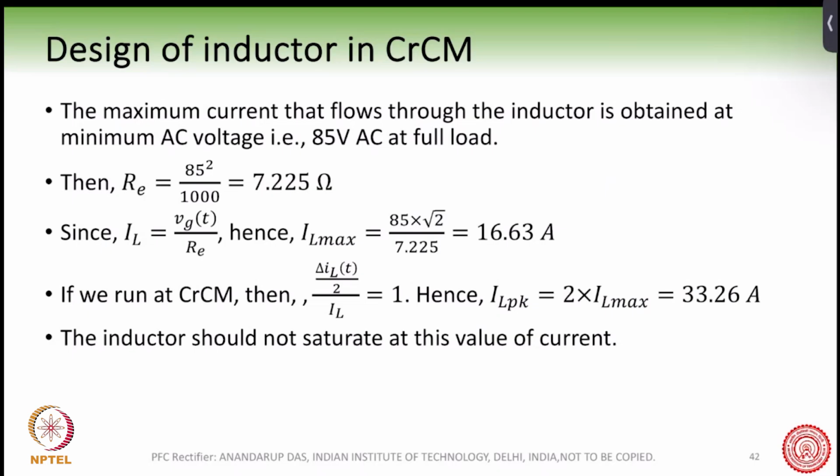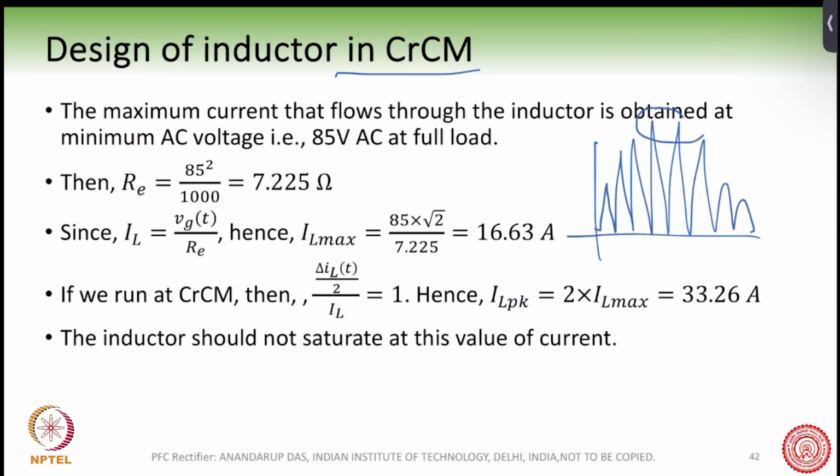If we do it with CRCM, we can now find out the maximum current in CRCM. We are trying to find out this maximum value of the current. The maximum current that flows in the inductor is obtained at minimum AC voltage, so at 85 volt AC. During this time, the emulated resistance RE is 7.225. So IL is equal to VG by RE, and so IL max is 16.63. So 16.63 is the average value here.